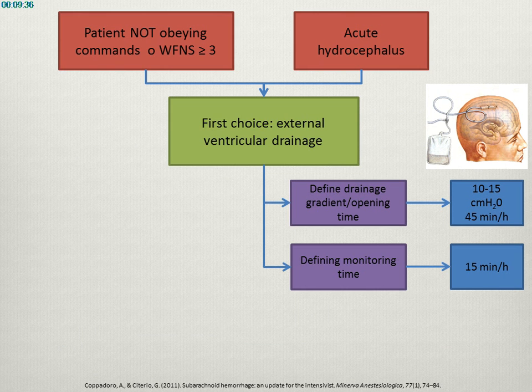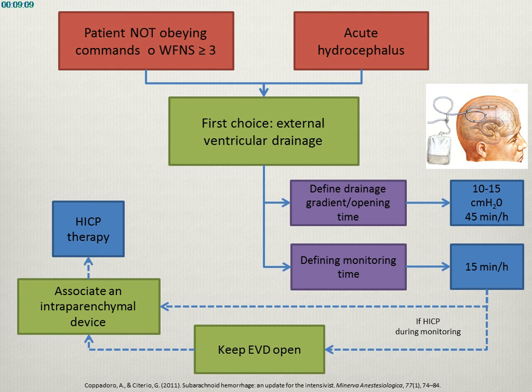If a patient is not obeying commands, or his World Federation of Neurological Surgeons grade is high, so he is a severe, comatose patient, or the hydrocephalus is acute, the neurosurgeon puts in an external ventricular drain immediately. But we want to define a therapy, drainage of CSF, and we want to know the pressure inside the system, so we close the system for 15 minutes every hour to measure the pressure. If the patient is severe and the pressure is high, we usually keep the external ventricular drain open. In this condition you cannot record the pressure, so we usually associate an intraparenchymal device, and we treat high intracranial pressure with the usual means.